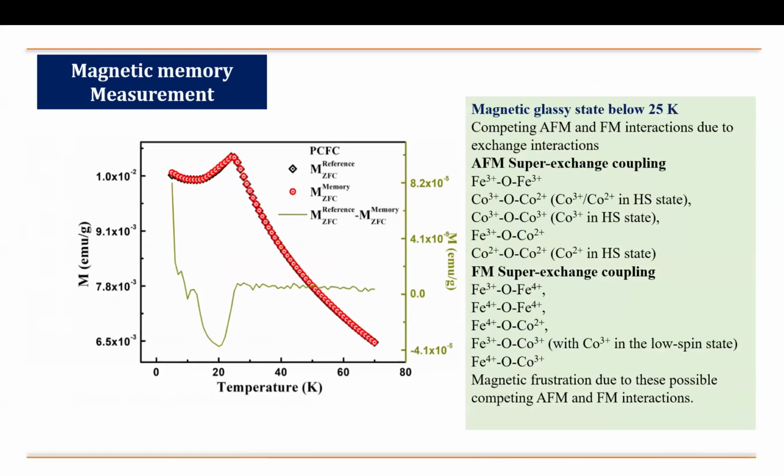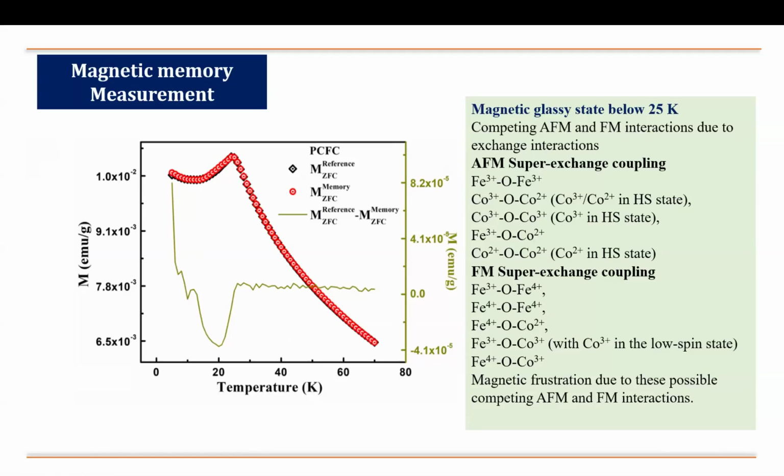Further, to confirm the glassy state in the compound, we have done a zero field cooled magnetic memory measurement in the sample, under the stop and wait protocol. As you can see, there are two curves here. One is the reference curve, and the second one is the memory curve. To obtain the reference curve, we cooled the system to 5 Kelvin with a slow cooling rate, and thereafter magnetization was measured during the subsequent warming cycle.